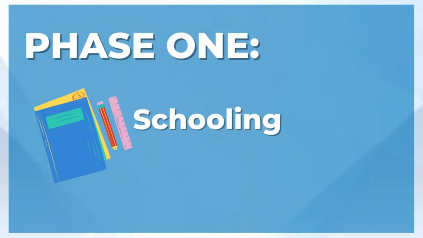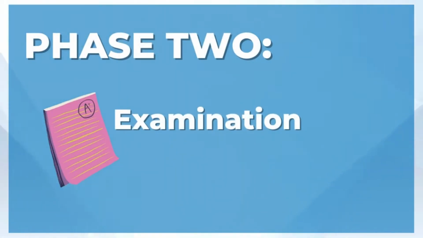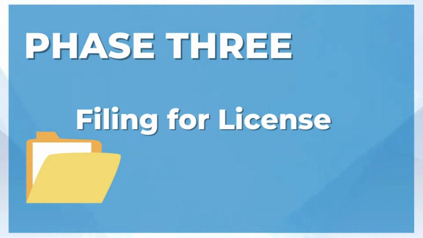In this video, I will cover the steps, forms, and costs required in order to get your real estate license here in California. The information will be split up into 3 phases. Phase 1, schooling period. Phase 2, the examination period. And Phase 3, filing for your license. I will also be providing you with timestamps and all the links you will need to every website and form down below. Now let's get into it.